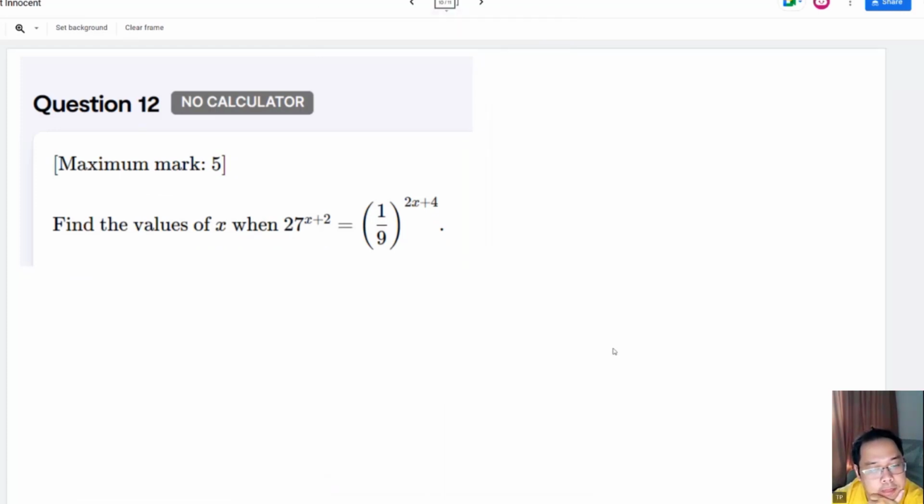Okay. Can you try figuring out how to solve this problem? What's the relationship between 27 and 1 over 9?